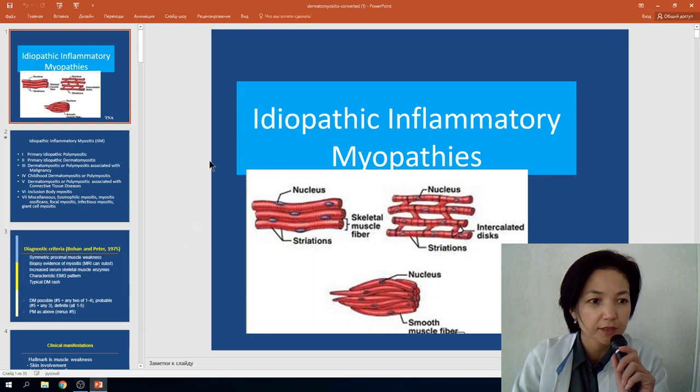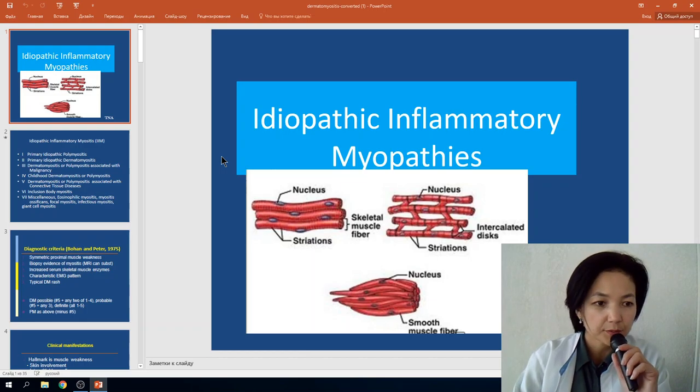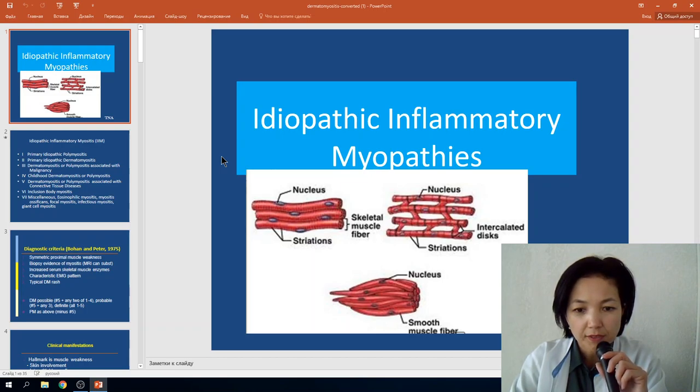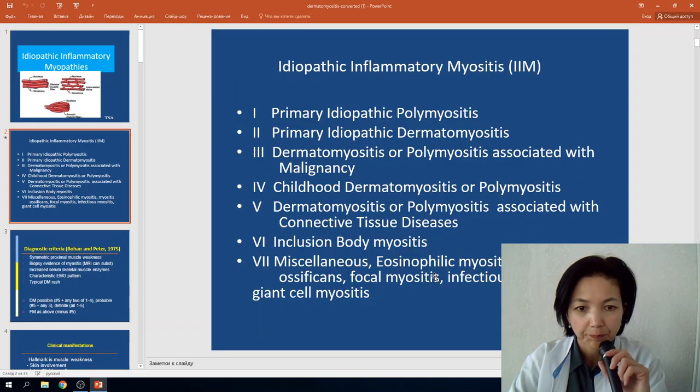Hi, today we'll start our lecture, Rheumatology, part of rheumatic diseases, idiopathic inflammatory myopathies. Let's discuss this. Idiopathic inflammatory myopathies can damage the nucleus and all structures of muscles. There are several types of muscles: skeletal muscles, smooth muscle, and also cardiac muscles. Mostly, idiopathic inflammatory myopathies damage skeletal muscles.